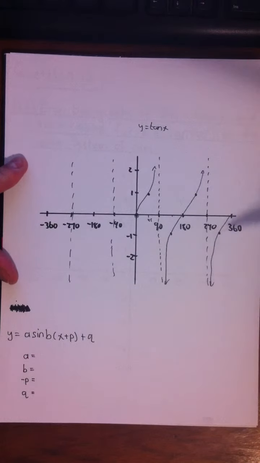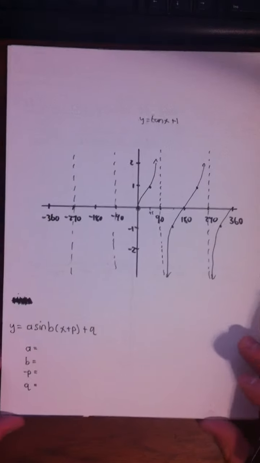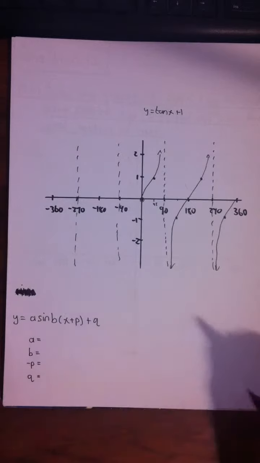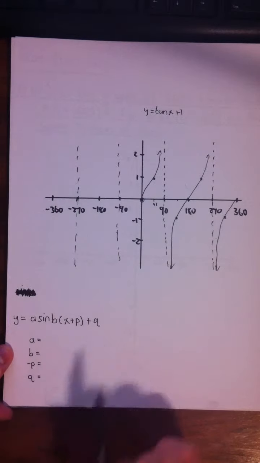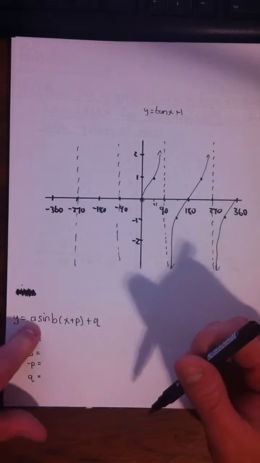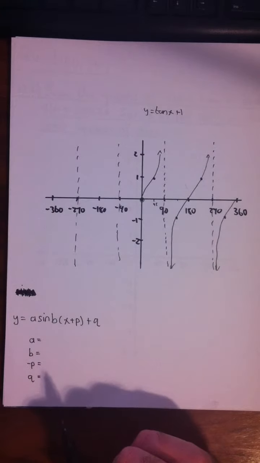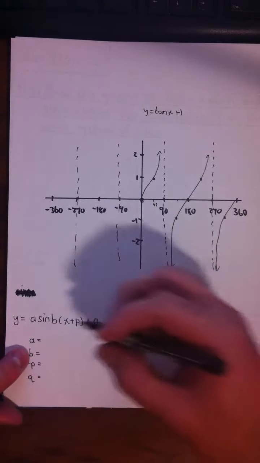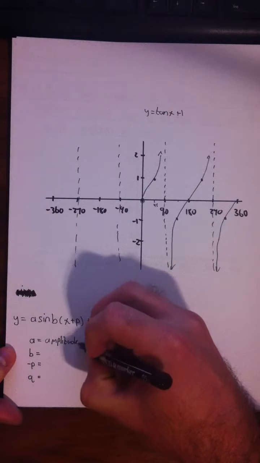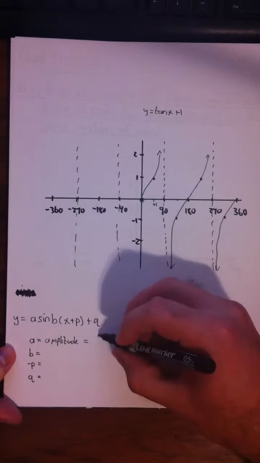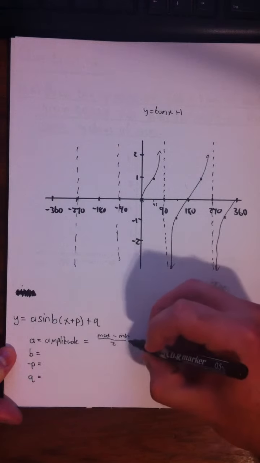Okay. But now, what is tan x plus 1? Well, let's have a look at these values over here. This is the full format of any type of trigonometric function they can give you. If they give you y equals a sine of b brackets x plus p, plus q, what do those a, b, p, and q values mean? The a value here is called your amplitude, and that is calculated by saying the maximum value minus the minimum value of the function divided by 2.